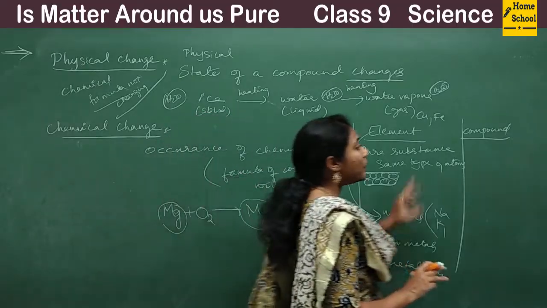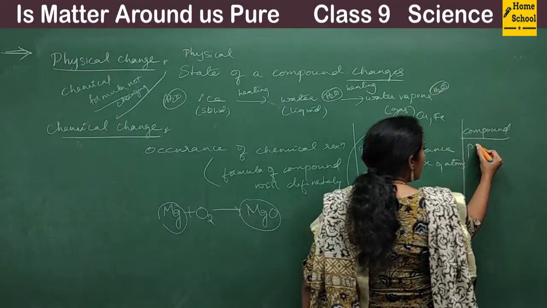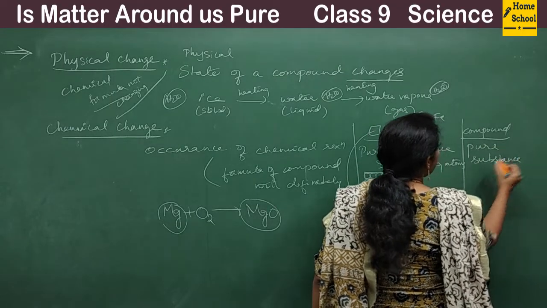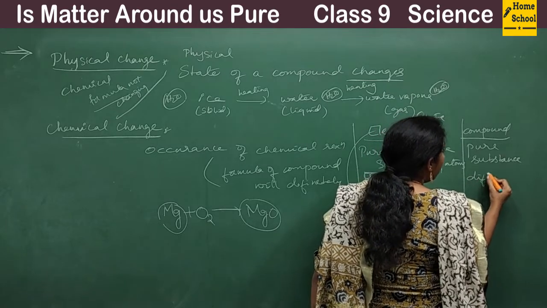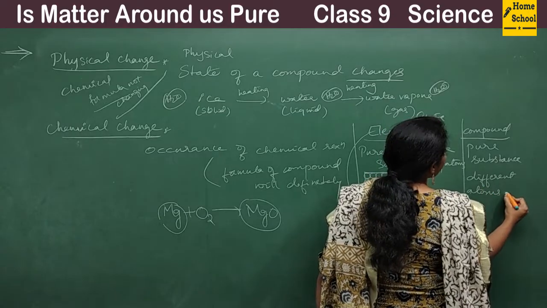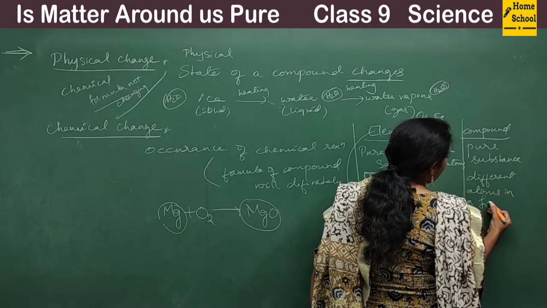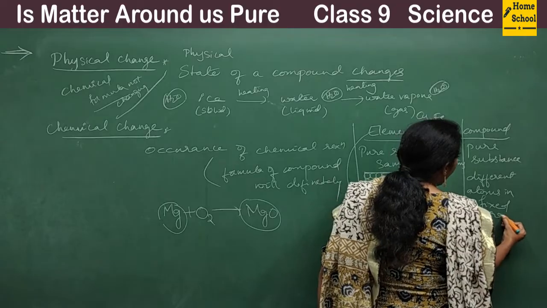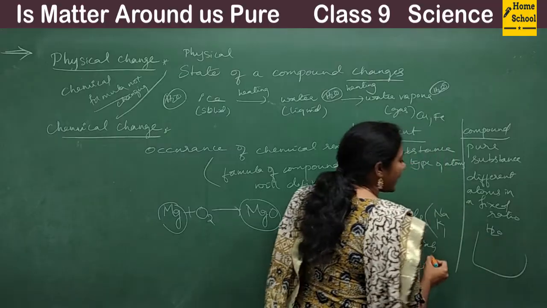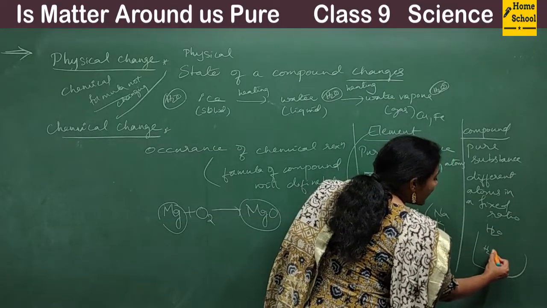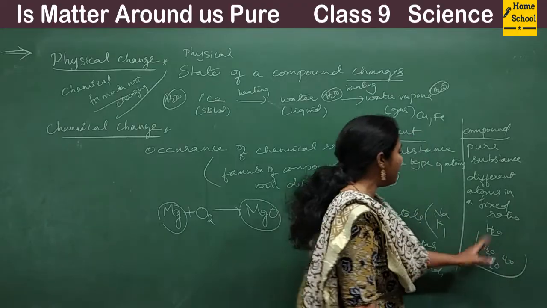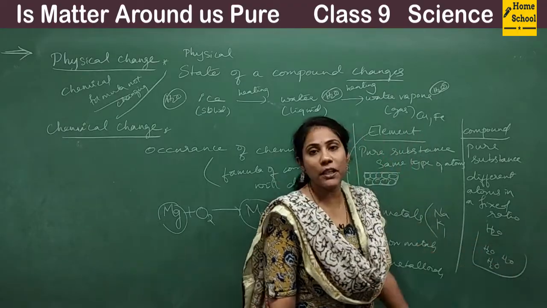And coming to compound, a compound is also a pure substance, but it contains different atoms in a fixed ratio. This is very important. For example, you see H2O. You take a beaker of water, guys. Everywhere you have H2O molecules only. Top, bottom, on the side, everywhere you have this H2O molecule only.